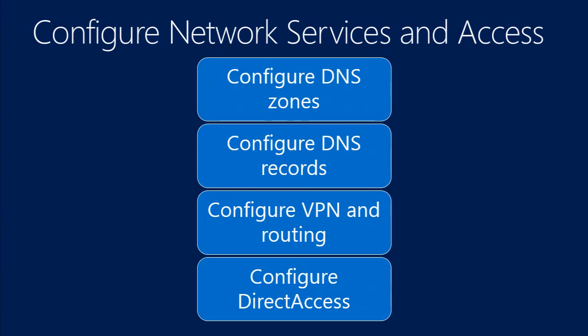All right, so let's jump into network services and access. We're going to talk about zones, DNS, DNS records, and then we'll kind of switch gears into VPN, routing, and DirectAccess. For those that sat in the 410, we didn't really dive into these particular things. It was a different level, so this will be all new for this particular exam.